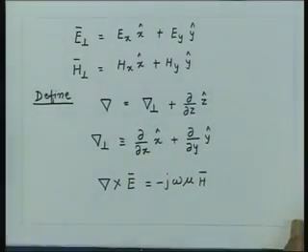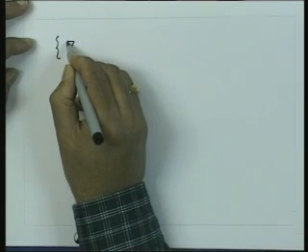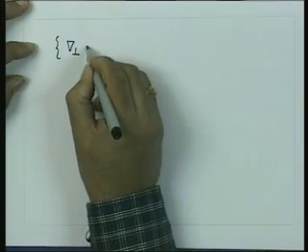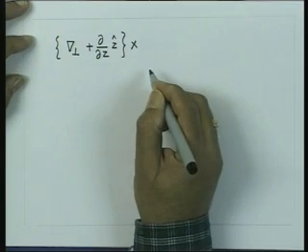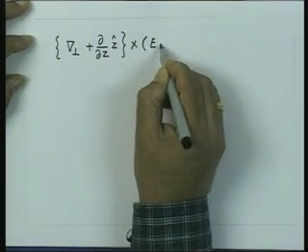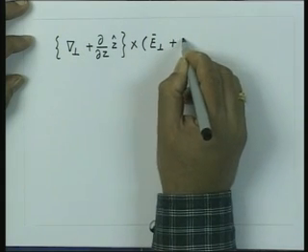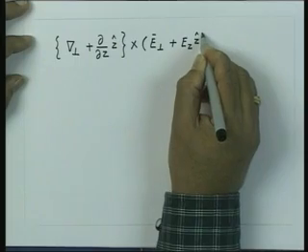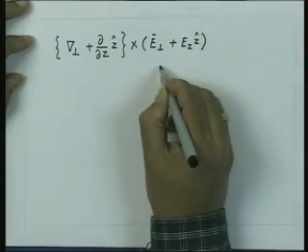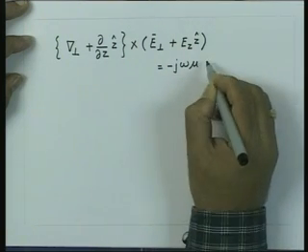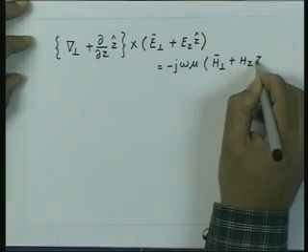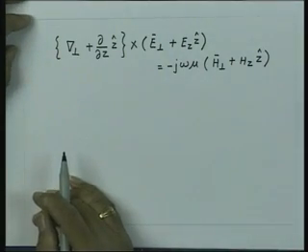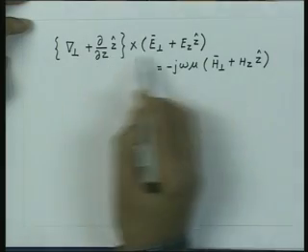So, I get this equation written explicitly for transverse and longitudinal components, that will be now (del transverse plus d by dz z) cross the electric field, which is (E transverse plus Ez z), that is equal to minus j omega mu into (H transverse plus Hz z). I can open these brackets.